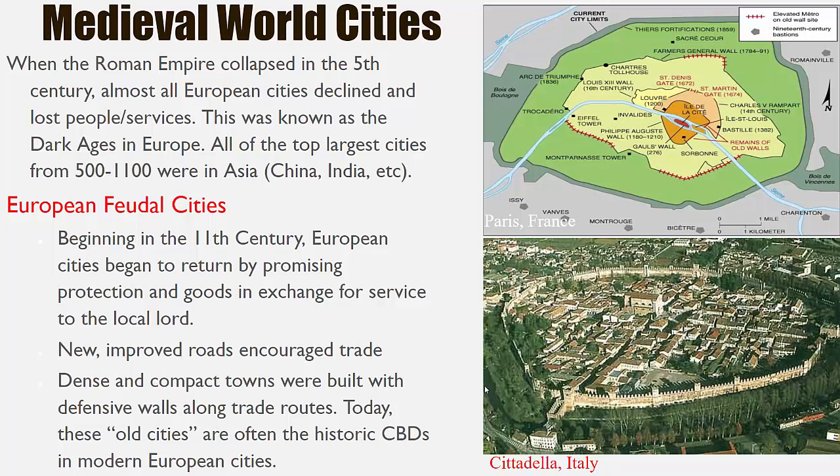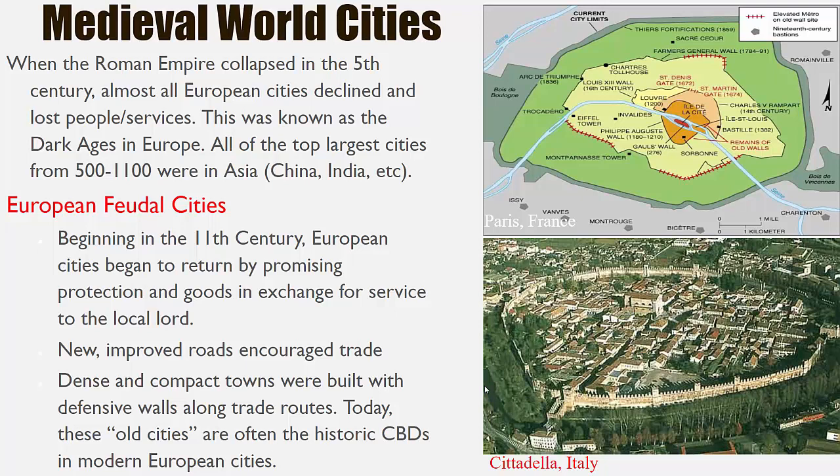Now, Europeans start to see a return in the 1000s and 1100s. Cities began to slowly form again, and the reason for that was people began to flock to them again because the lords of these cities were able to provide protection and goods and services in exchange for service to the Lord. So you agreed to serve the Lord when needed. In exchange for that, you were provided the protection of the city and its defenses. Also, new and improved roads were created in Europe, which encouraged trade and connections between cities.